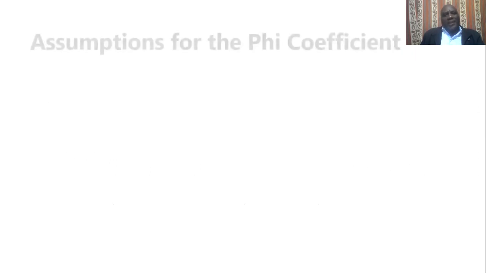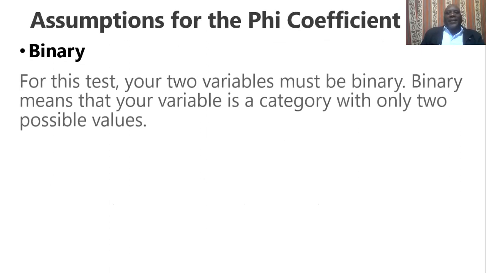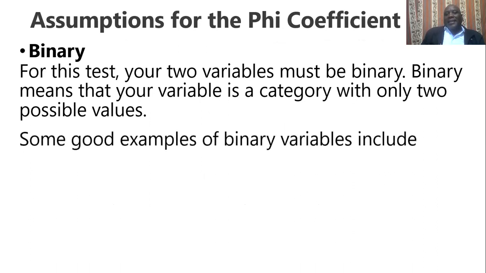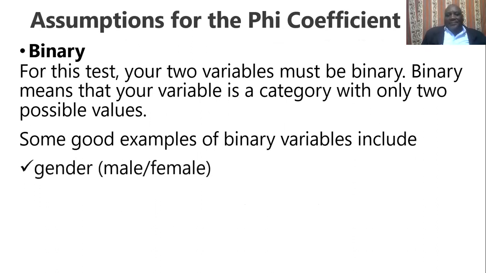What do we mean? Binary means two. So your two variables must be binary, and some other people call them dichotomous. Binary means that the variable is categorical with only two possible values. Some good examples of binary variables include gender. When you are using gender, you can measure it either as male or female. This is a binary variable.